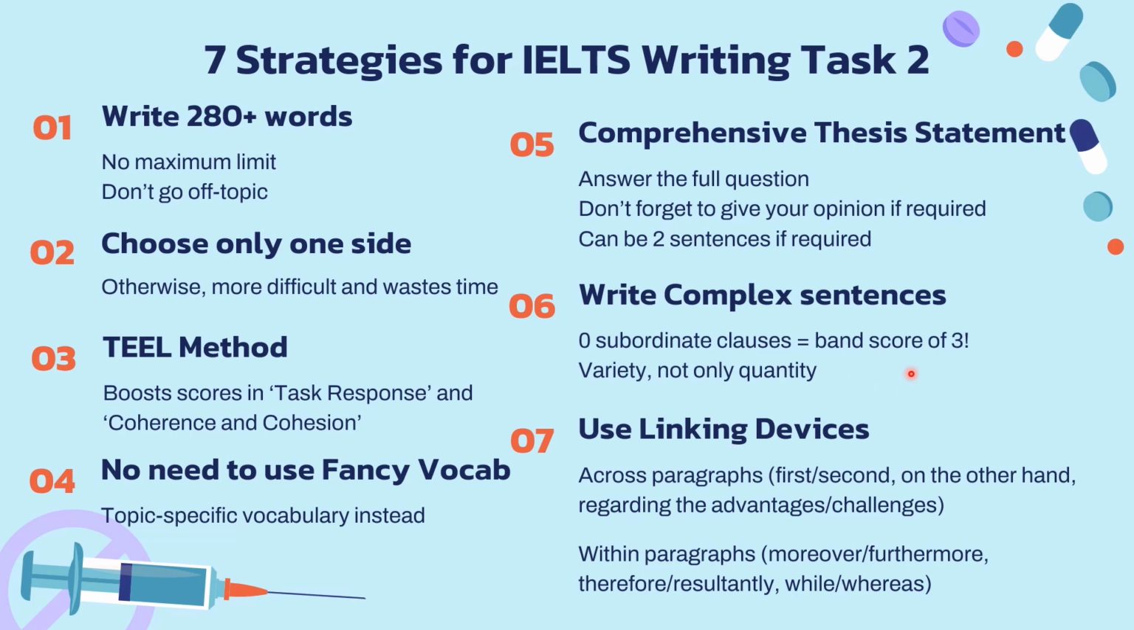Will you believe me if I said that if you use 0 subordinate clauses, then you'll get a band score of a maximum of 3? Can you believe that? So if you get a 3 in grammatical range and accuracy but maybe 7 in the others, still your 3 will bring down your score to maybe a 6 or even a 5.5. Definitely you should use some complex sentences. Even if your grammar is perfect, you will not get over 3 in this criterion.